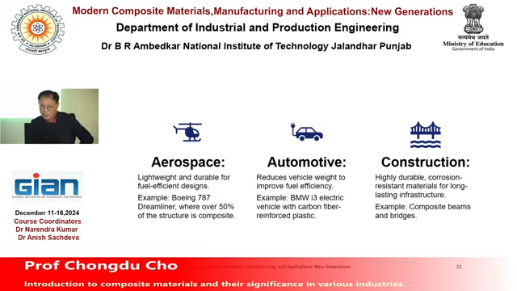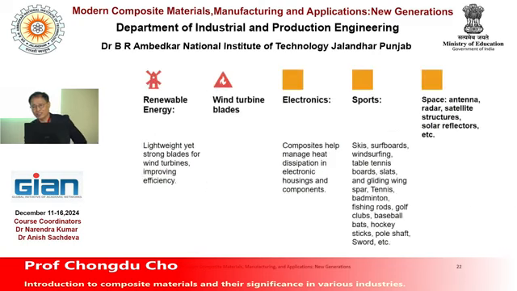And the construction is better. Lightweight is not important, but durable and corrosion resistant is very important for construction. And renewable energy parts, wind turbine blade, electronics, sports goods, and space. So it is very widely adopting composite materials as the main materials.